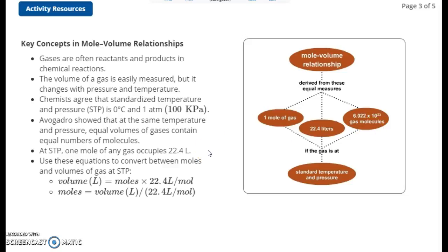At STP, 1 mole of any gas occupies 22.4 liters. Use these equations to convert between moles and volumes of gas at STP. So I don't care if you use these, if this makes more sense to you, or if you set it up the other way. So volume in liters equals moles times 22.4 liters per mole. Moles equals volume in liters divided by 22.4 liters per mole.